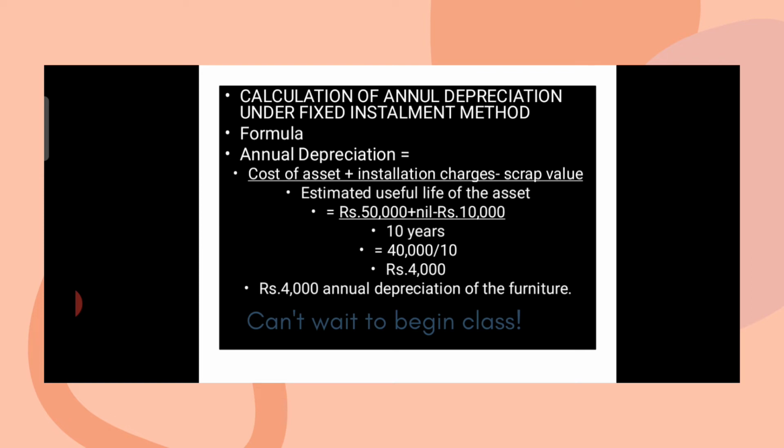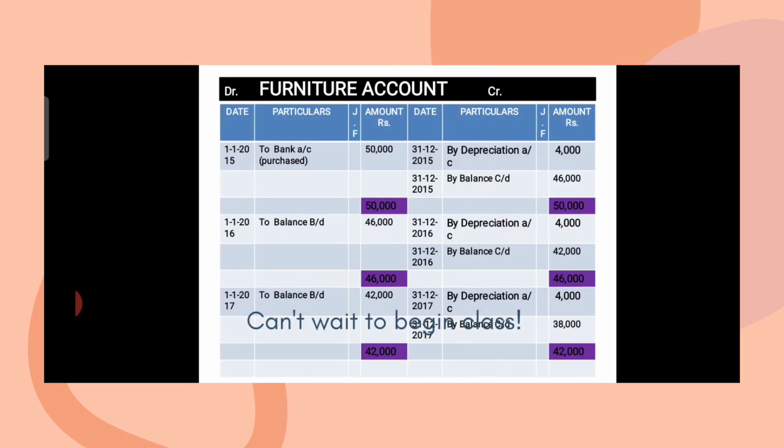After calculating the depreciation amount per annum, next we need to prepare the asset account for 3 years. See how we prepare the asset account. First we need to prepare the asset account, meaning the ledger account pro forma, with debit side and credit side. On the debit side there are 4 columns. The first column is for date, the second column is for particulars, the third column is for JF number, and the fourth column is for amount, that is in rupees.